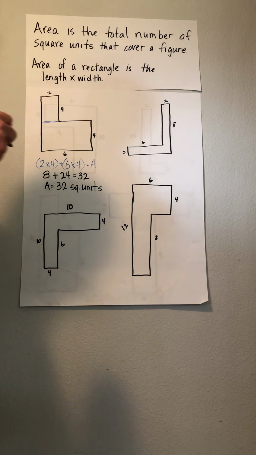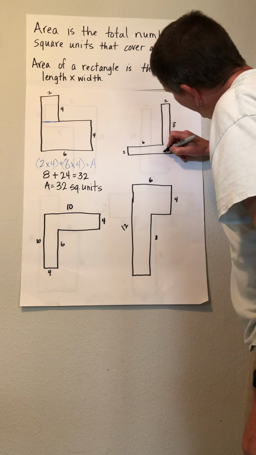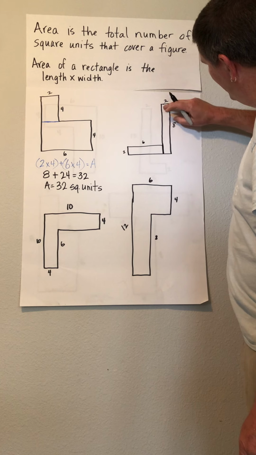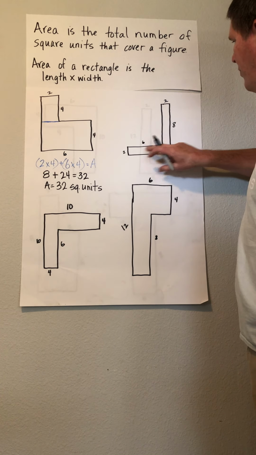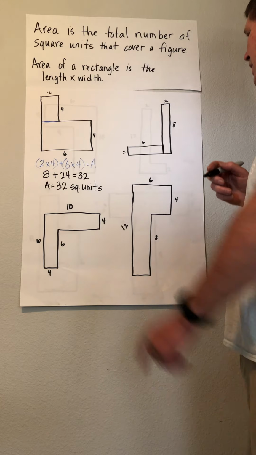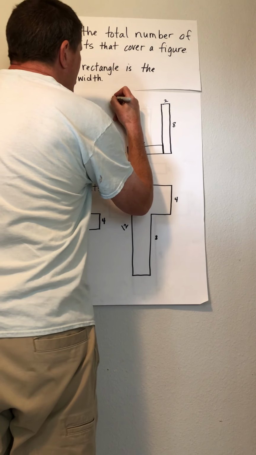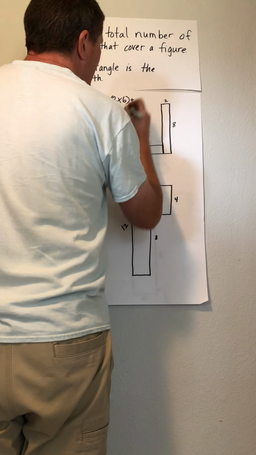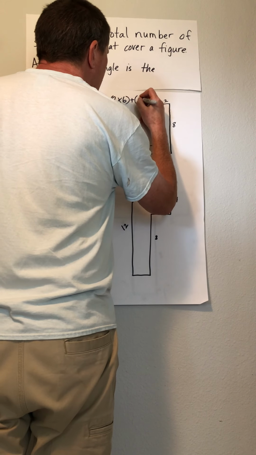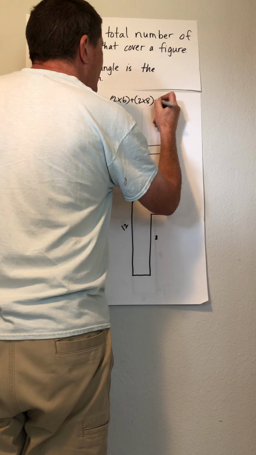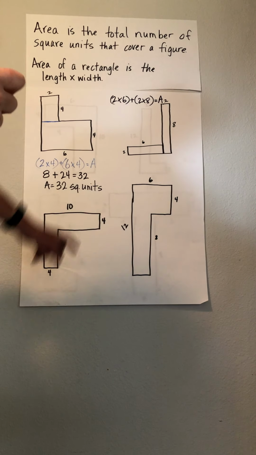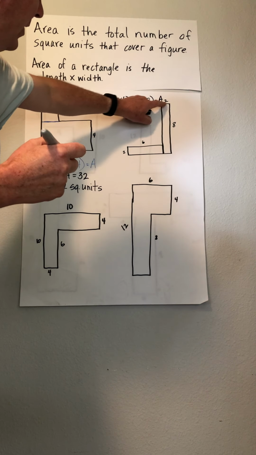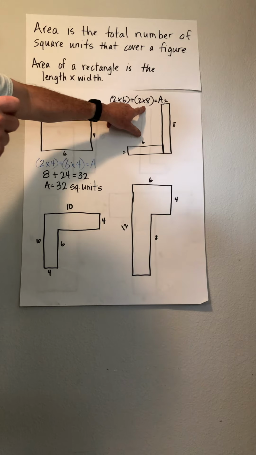All right, let's tackle this one. I'm going to put my line right there. Now I've got two rectangles, one that is 8 by 2 and one that is 2 by 6. I'm going to do the work up here. So 2 times 6, that's this smaller one, plus 2 times 8 equals the area. Again, this side is 2, this side is 6, so 2 times 6. This side is 2, this side is 8, so 2 times 8.